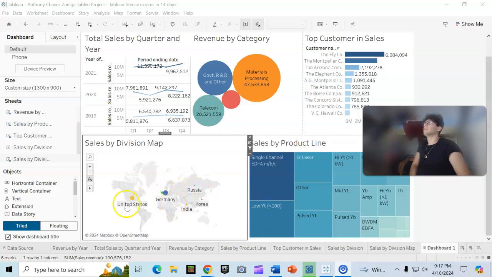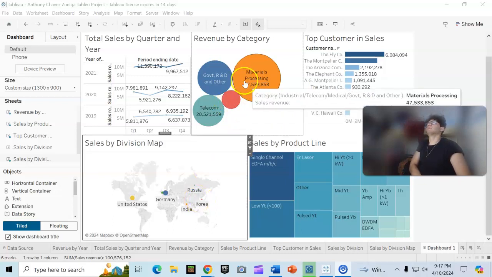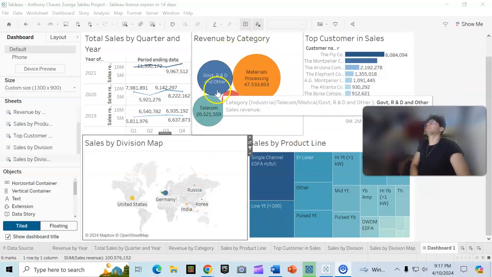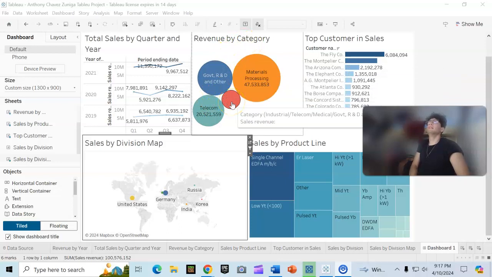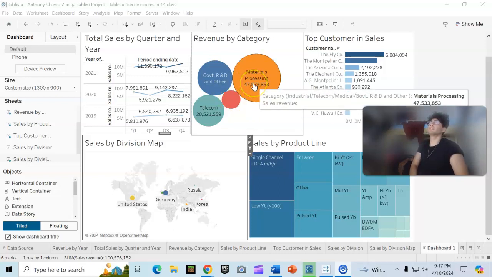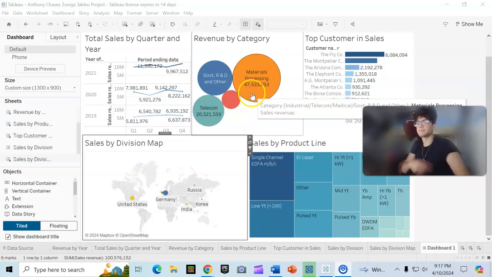It could also show where to grow in the market. For example, between India, Korea, and Russia, Korea has the lowest sales revenue, so we could target efforts there. We could also see which category produces the least money, which is medical, and you could decide to invest more money to try to produce more revenue there, or to cut down on expenses there and focus on others that produce more, such as materials processing.